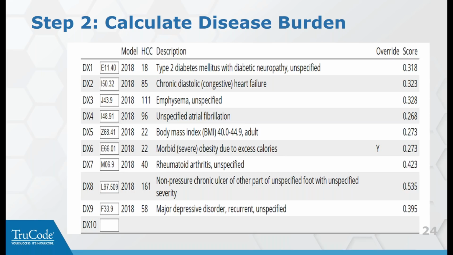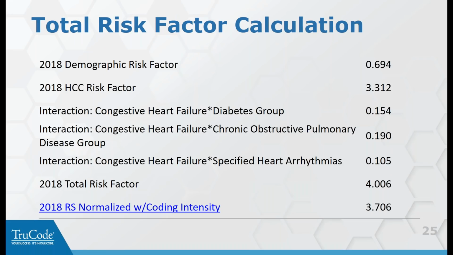And then you can see that you just work your way down and add in the different diagnosis codes that you have available to you for that encounter. And then it actually calculates it for you. So they are showing me here that based on the questions that I responded to on that first screen about the demographic risk factors, the score for that is 0.694. And then the HCC risk factor for all the different diagnoses that I just entered on the previous screen gives me a cumulative weight of 3.312.